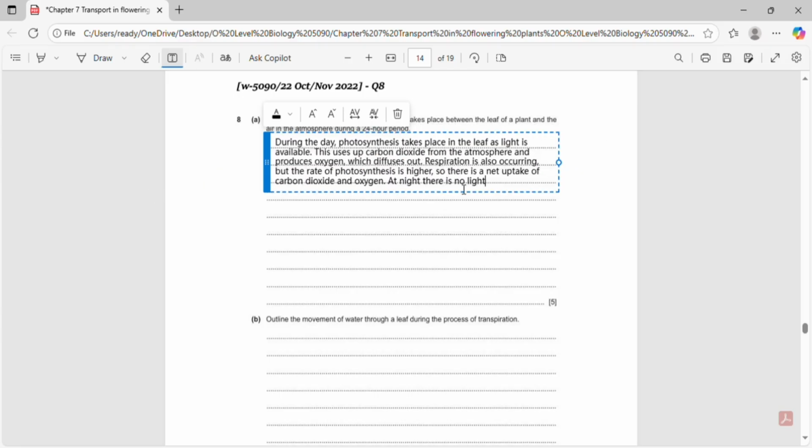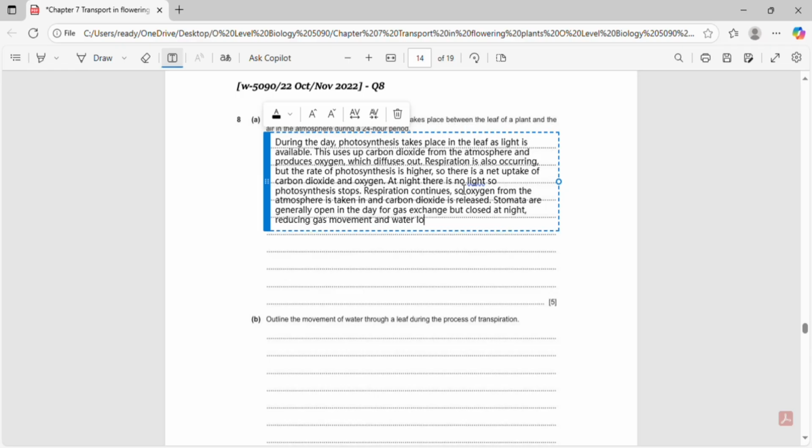At night, there is no light, so photosynthesis stops. Respiration continues, which means oxygen is taken in from the atmosphere and carbon dioxide is released. The stomata are generally open during the day to allow gas exchange, but they close at night, reducing gas movement and water loss.